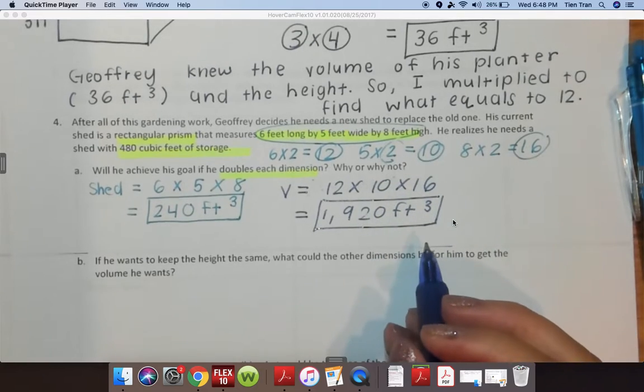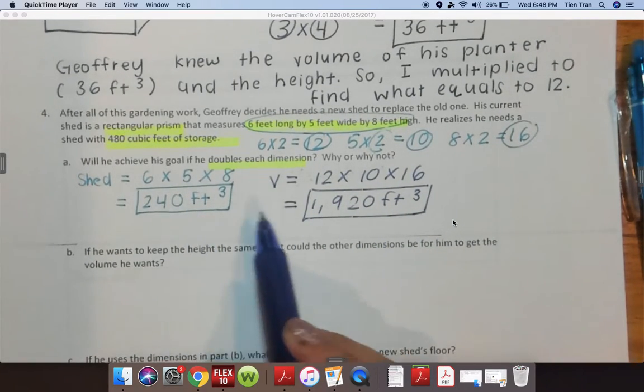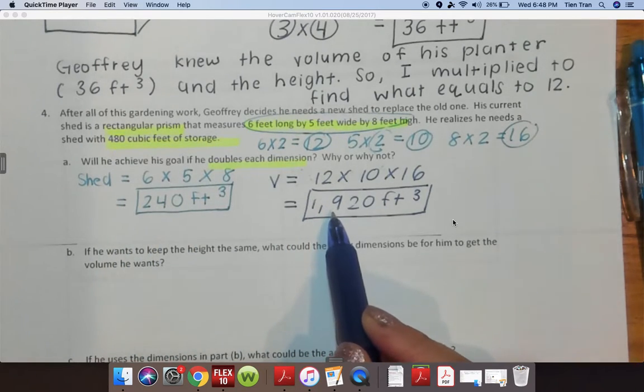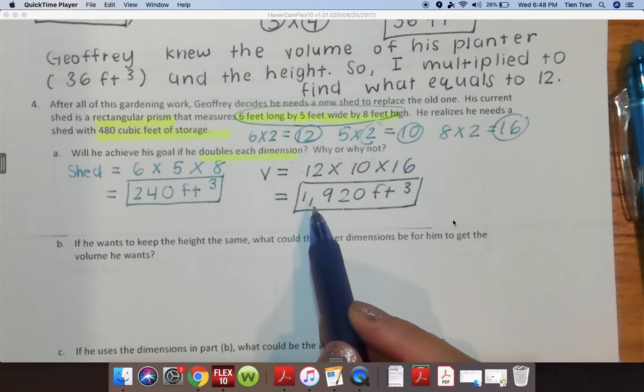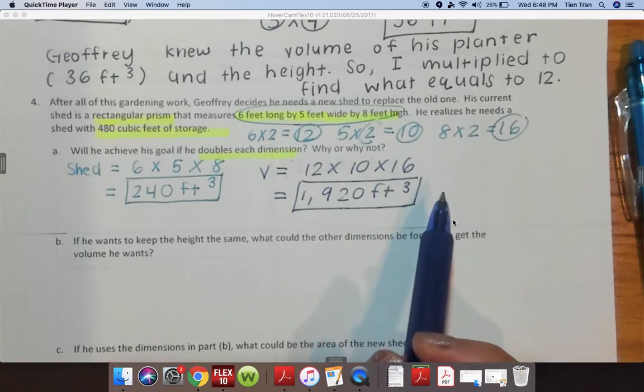Okay, now you notice that these two volumes are different. Originally, this is how big he had it, and when he doubled the size of the dimensions, it was 8 times the current size, right? So when he doubled the volume, all he needs to do actually is to double one. He doesn't have to double all of them to get the volume.